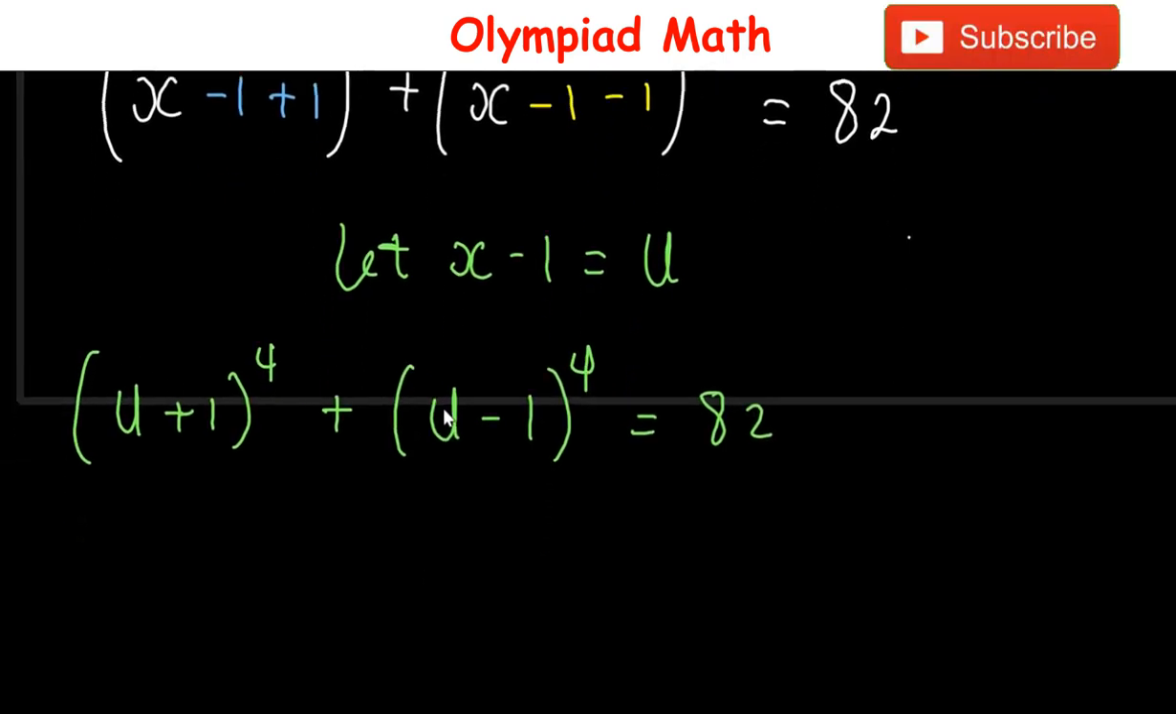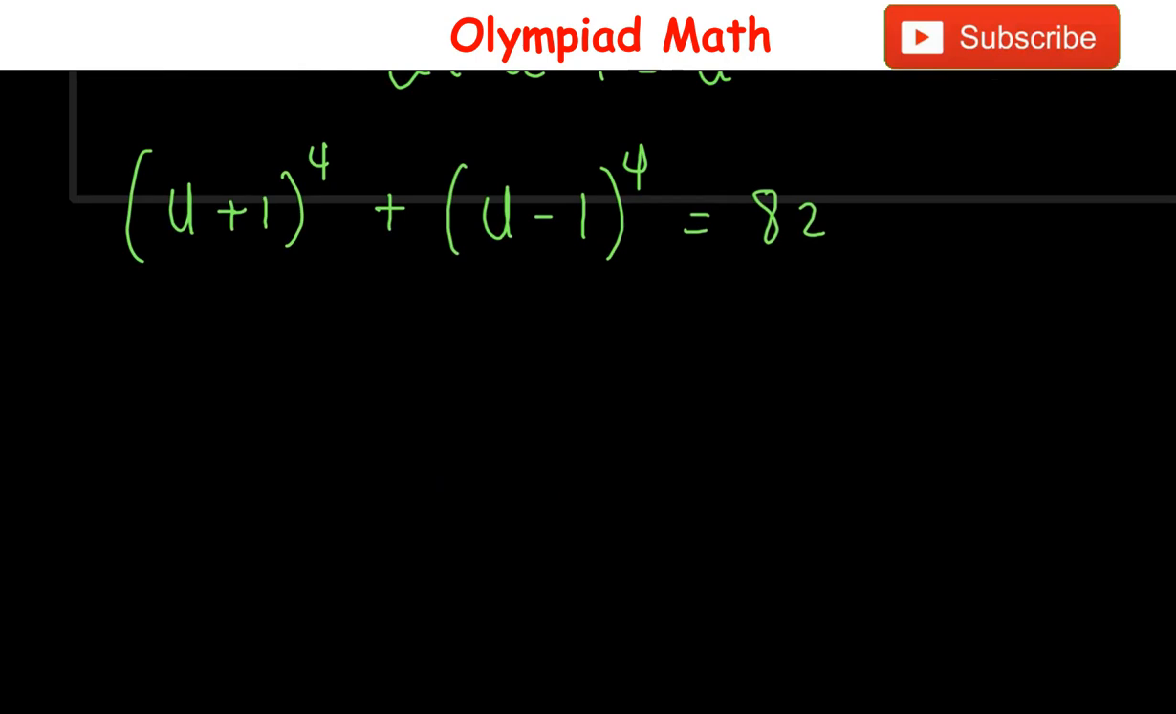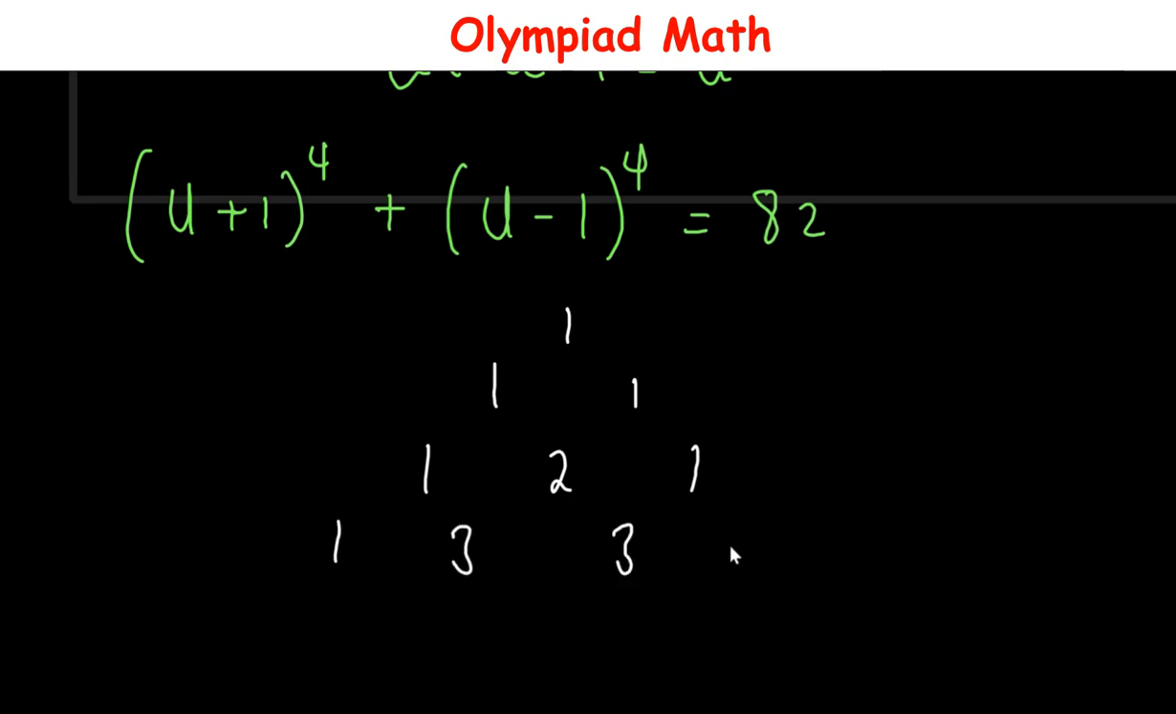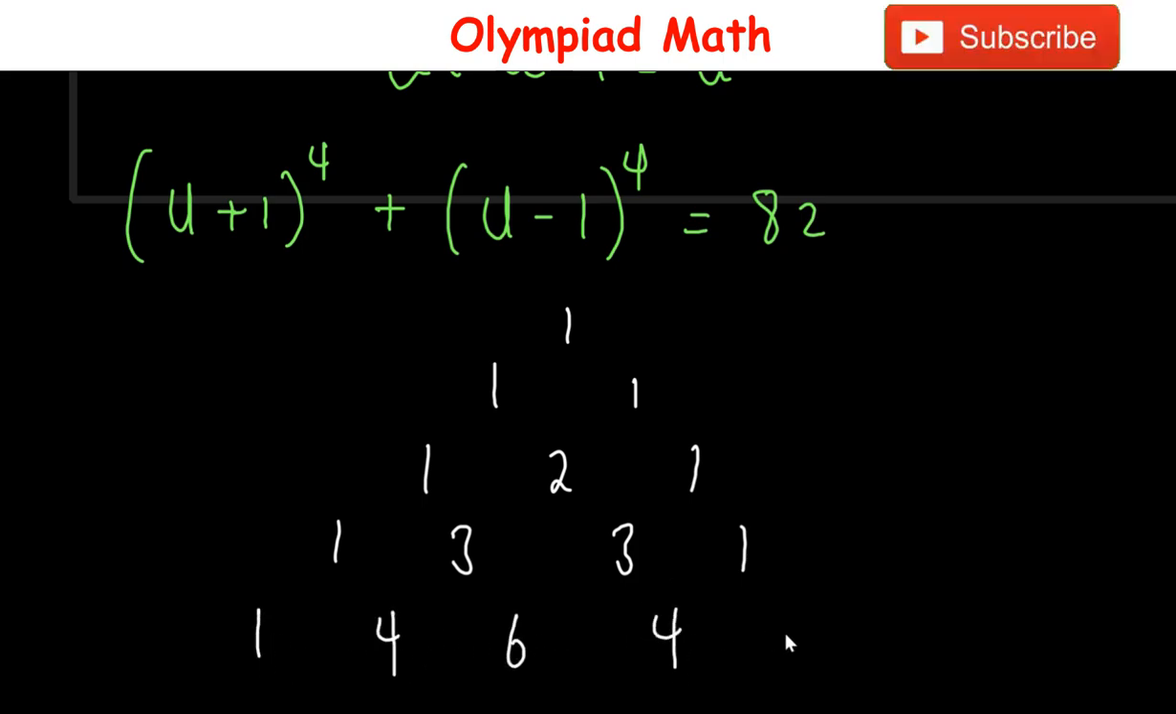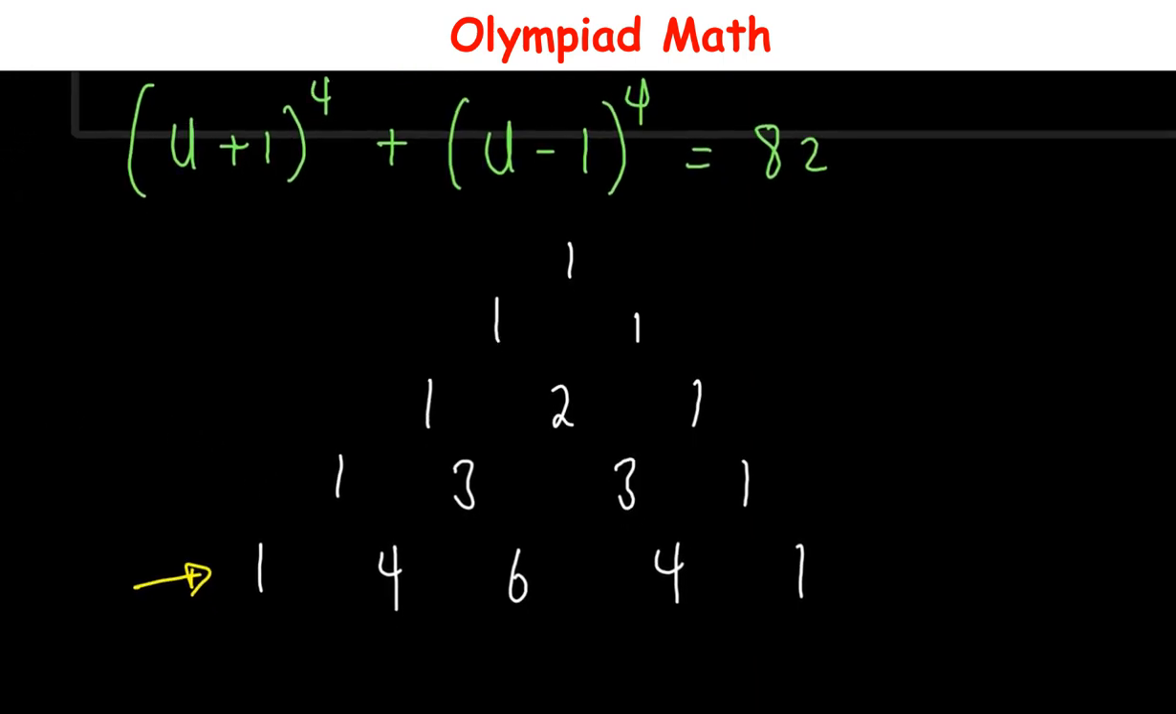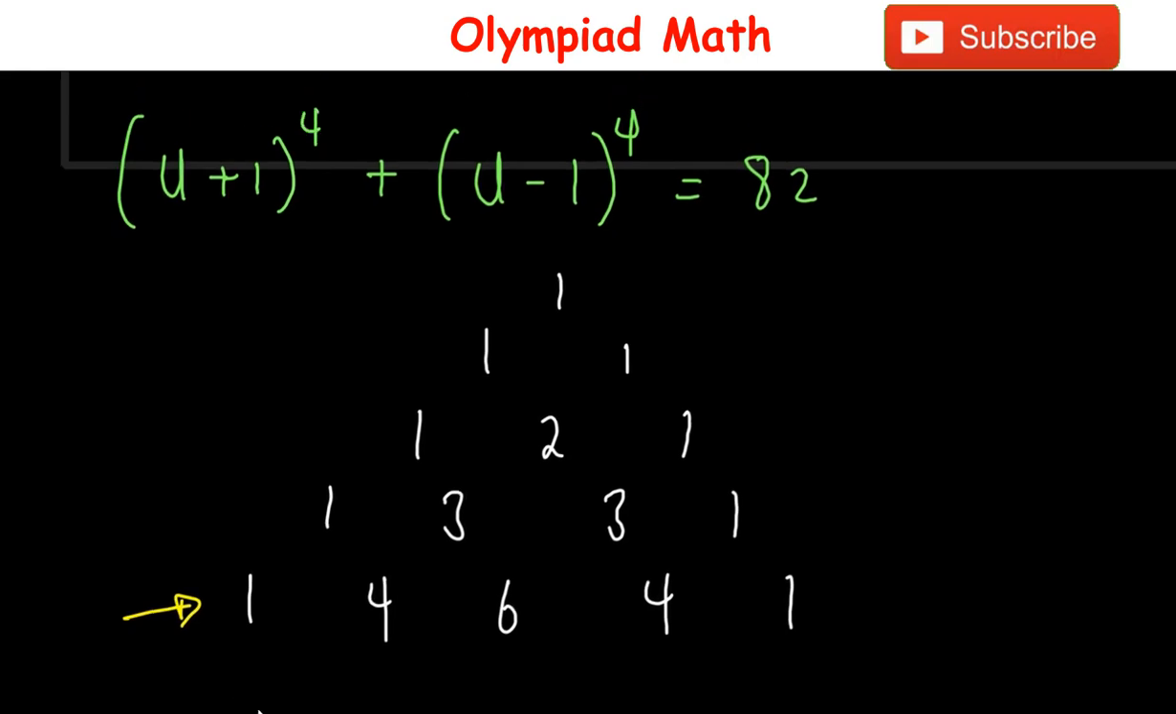From this, we're going to expand this equation, and to expand it, we're going to use the Pascal triangle. So we have 1; 1, 1; 1, 2, 1; 1, 3, 3, 1; and 1, 4, 6, 4, 1. Since we have the fourth power, we're going to be making use of this.